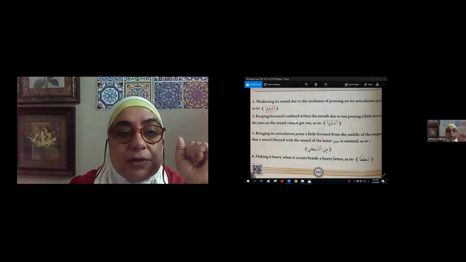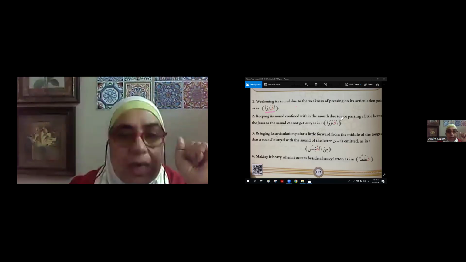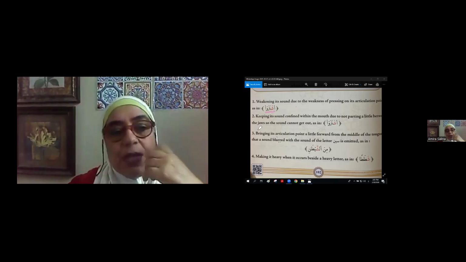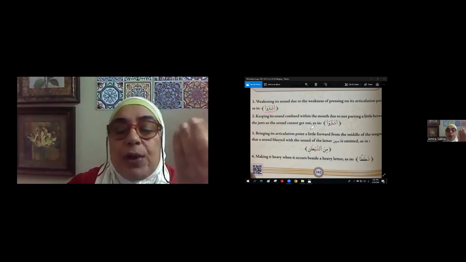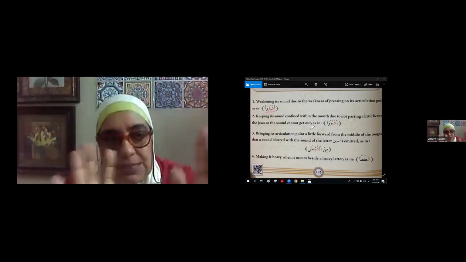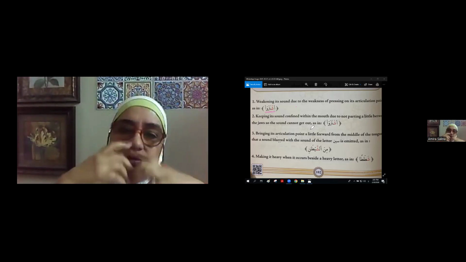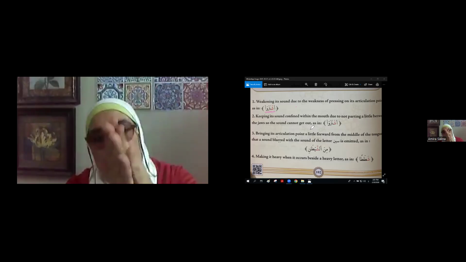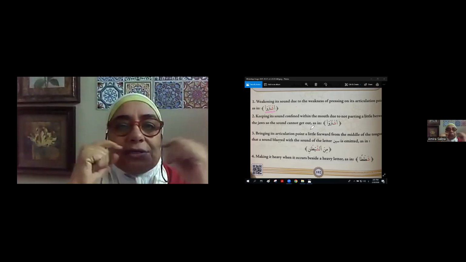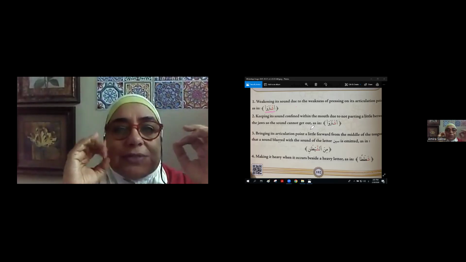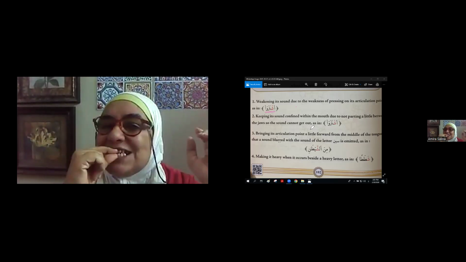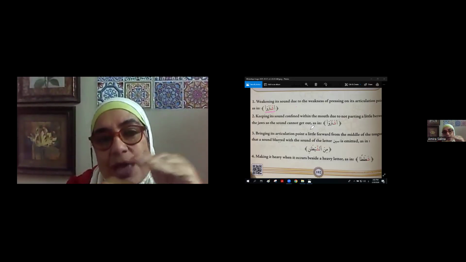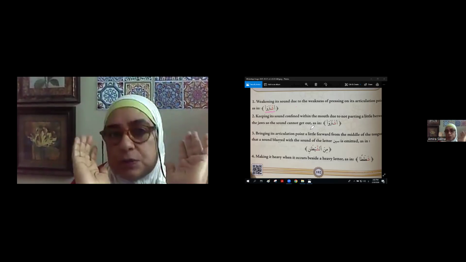Number two, keeping its sound confined within the mouth due to not parting a little bit between the jaws, so the sound cannot get out. When I pronounce the sheen, normally the jaws will be a little bit parted, a very light distance. They are not going to be close. I'm not going to say ash. I'm going to open my lips so you can see. I'm not going to say ash, closing the lips with the teeth touching. No, there is a tiny distance. We must part the upper and lower jaws.